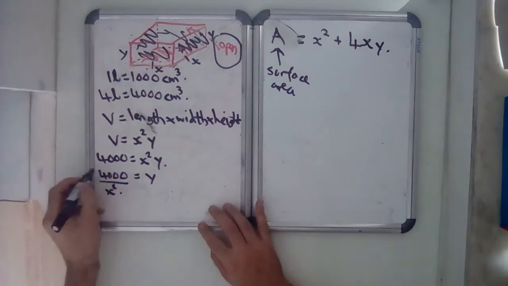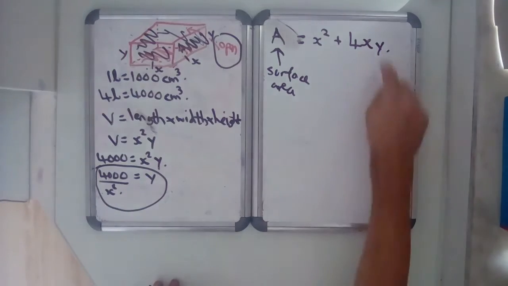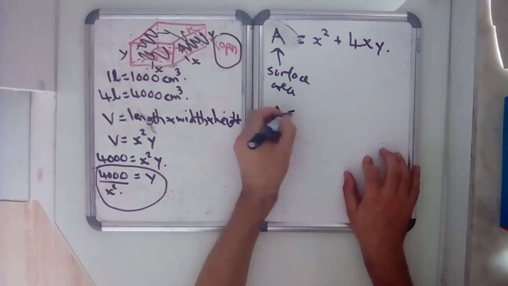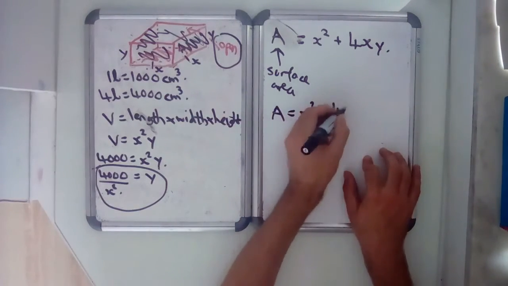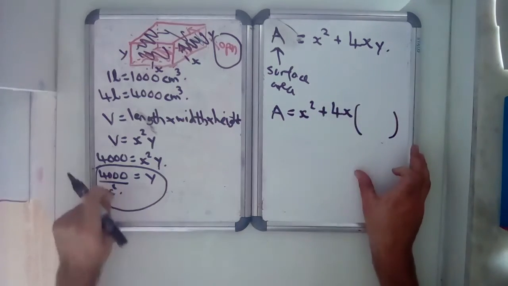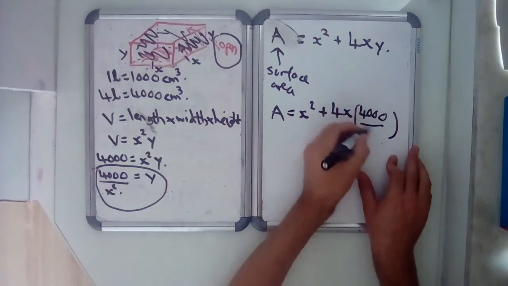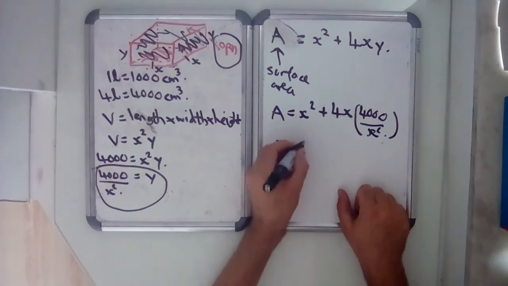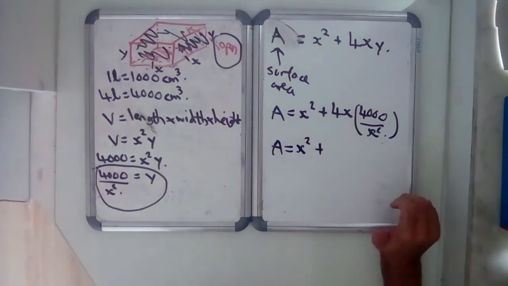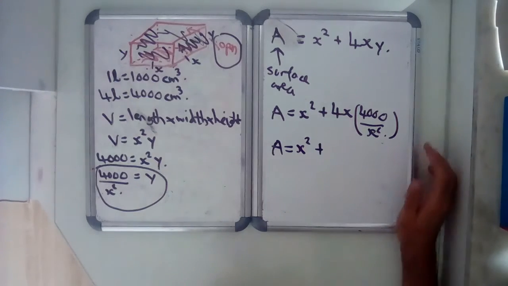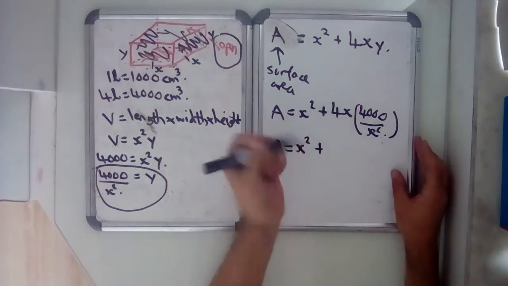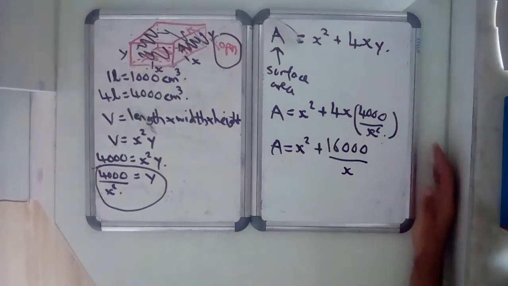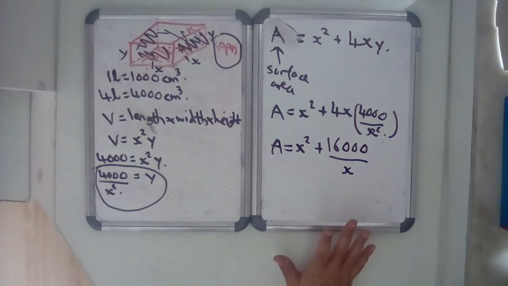So this is where now this is really, really handy, because I can substitute in for Y being 4,000 over X squared. So area, as in surface area, equals X squared plus 4X times Y, which was 4,000 over X squared. Tidy it up. So A equals X squared plus 4 times 4,000, well, 4 fours are 16, so it must be 16,000. X over X squared is going to be an X on the bottom, so 16,000 over X. So we've got our expression for surface area in terms of one neat variable.